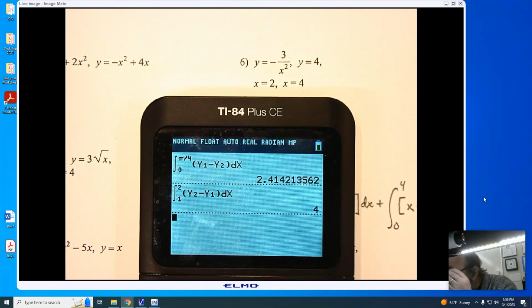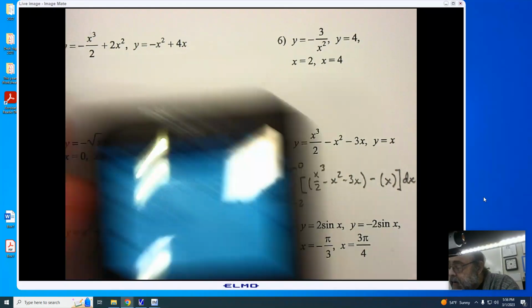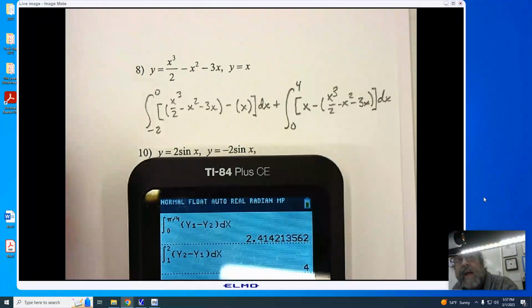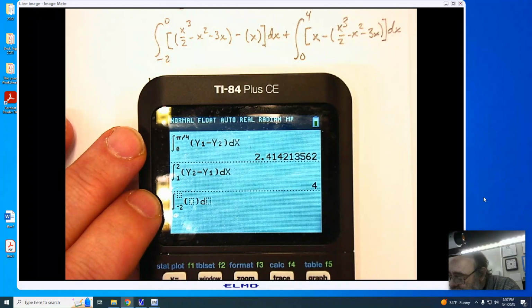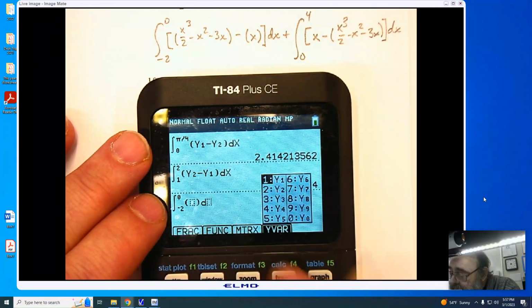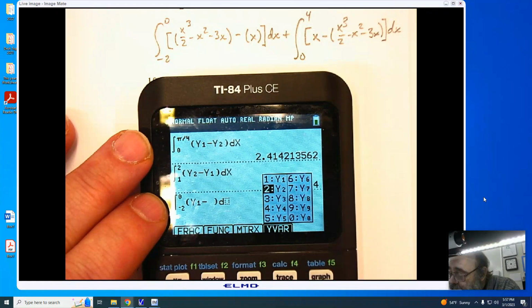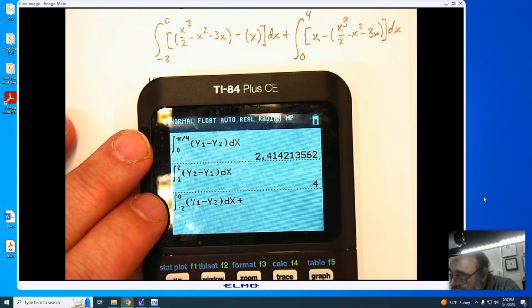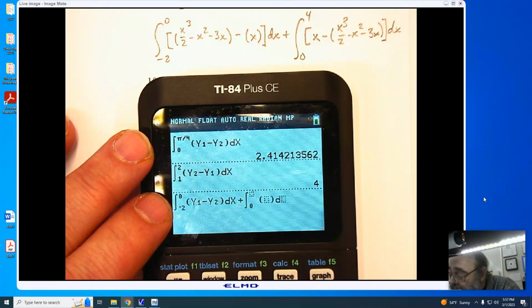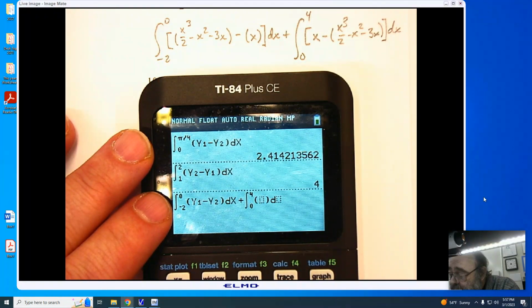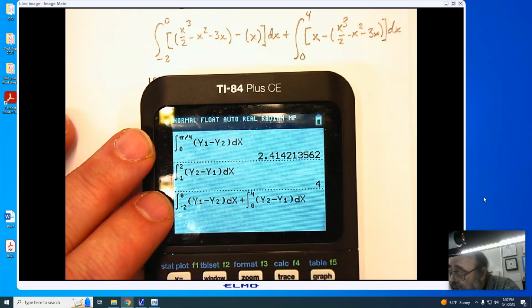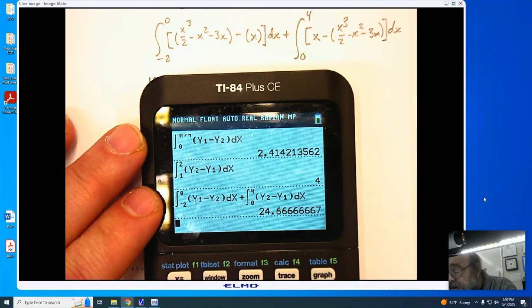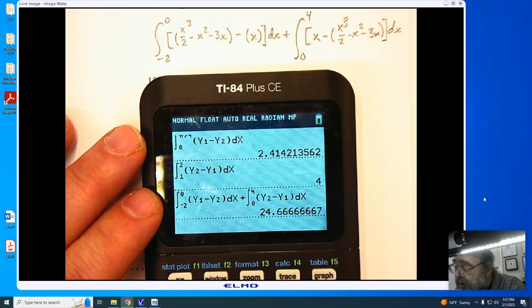So let's go ahead and just take care of that. So as we put it in, let's make sure you can see what I'm going to put into the calculator. And here we go. Math 9 from negative 2 up to 0. And we have y1 minus y2 dx plus math 9 from 0 up to 4. And now because the orientation has changed, we have to now do y2 minus y1 dx, and we hit enter. And you'll notice we get 24 and 2/3. So 24 and 2/3 is the area we're trying to locate.